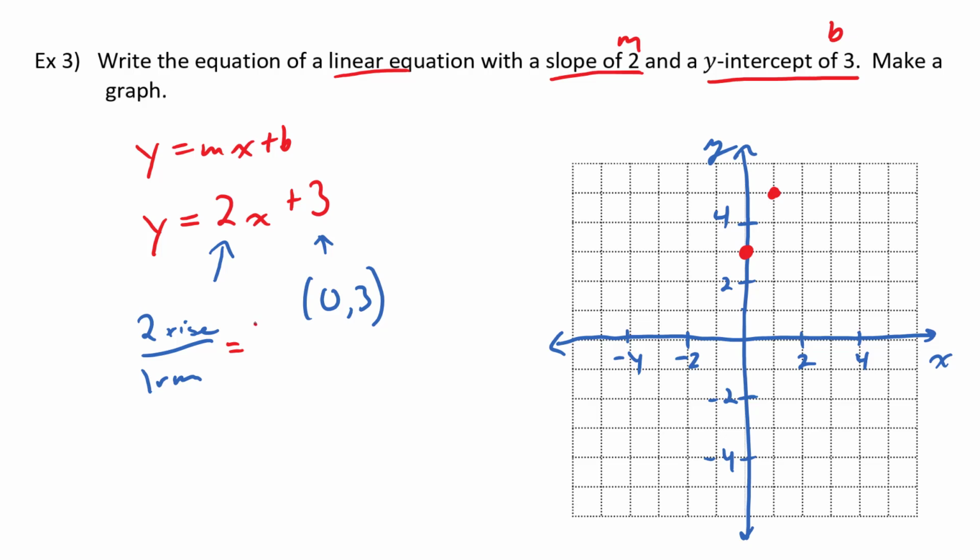We can also go the other direction, -2, -1. Two negatives make a positive, so these two things are equal. In this case, we go down 2 and back 1. Down 2, back 1. We can get as many points as we want. Connect this with a straight line, and we are done.